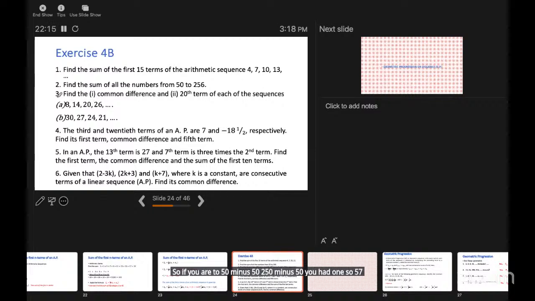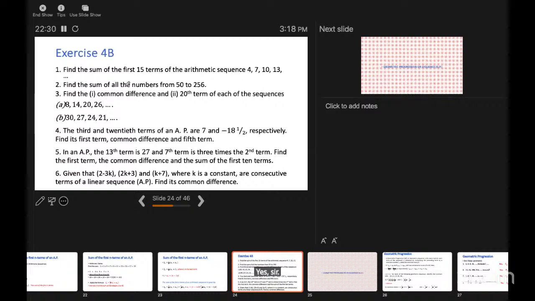Okay. Number 3, find the common difference and 20. Sir, I don't understand those. Sir, can you go back to number 2? Number 2. Yes, sir.